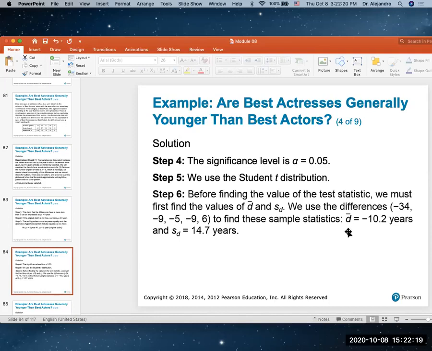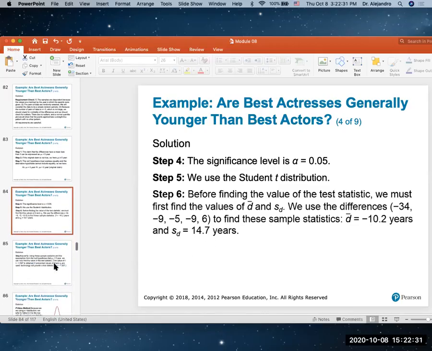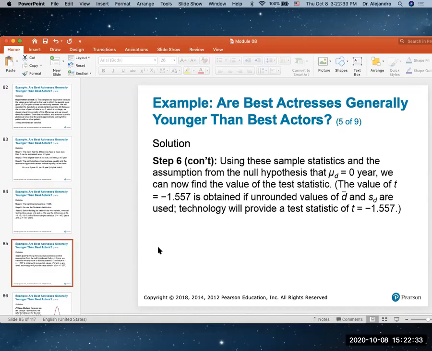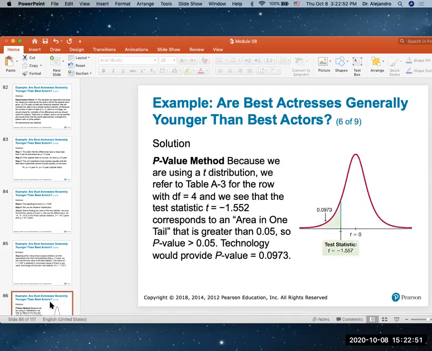Now we are going to need to figure out d bar, the mean difference between the two, and the standard deviation. And we get negative 10.2 years and 14.7 years respectively. Now, using these sample statistics and the assumption that the null hypothesis is equal to 0, we can now find the value of the test statistic. According to this, it is negative 1.557, about negative 1.56. And if you use technology, you get the same answer.